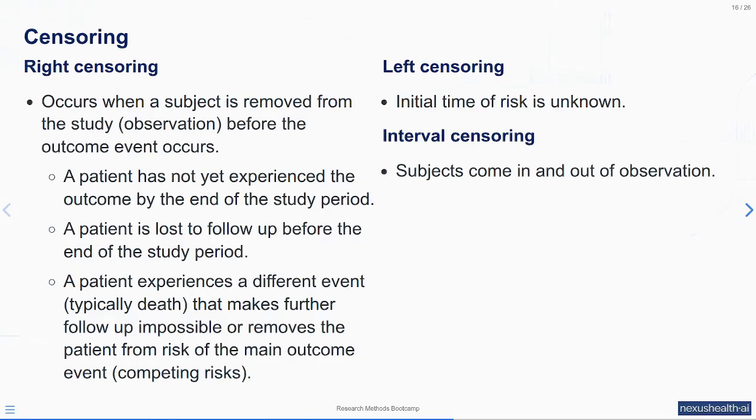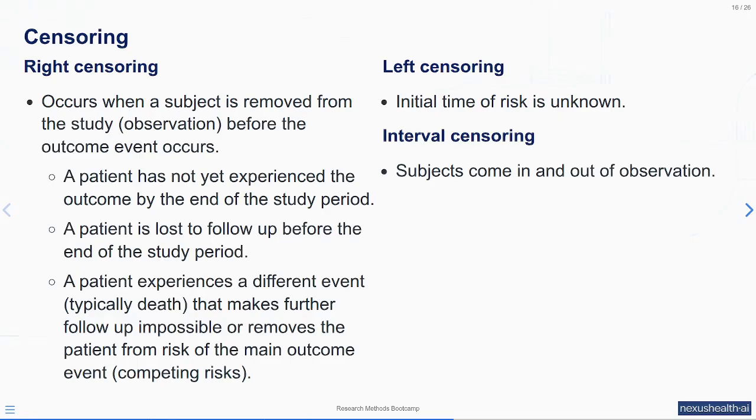And then we have left censoring. Left censoring means that the initial time of the risk is unknown. So we don't know how long the person has been at risk. And so that's left censoring. In a way, we can say that all studies are left censored because we really cannot tell how long the person has been at risk, right? But of course there are some studies that we can know.